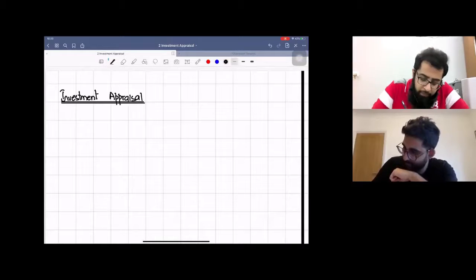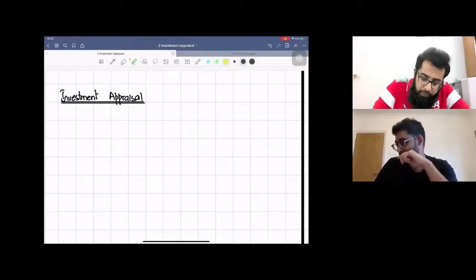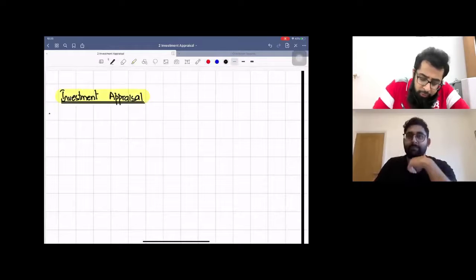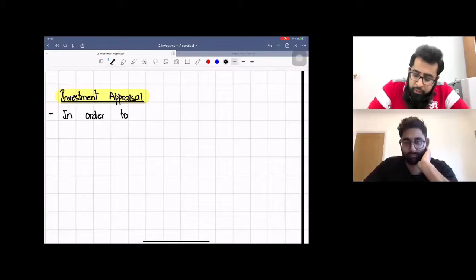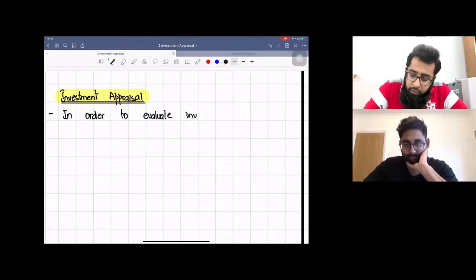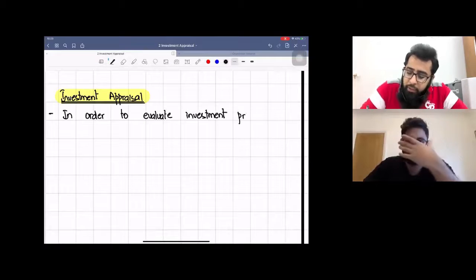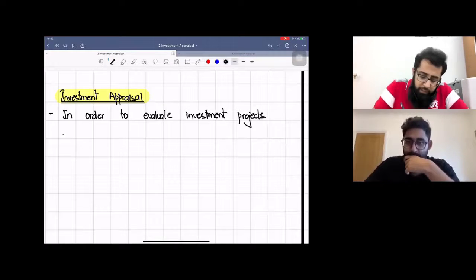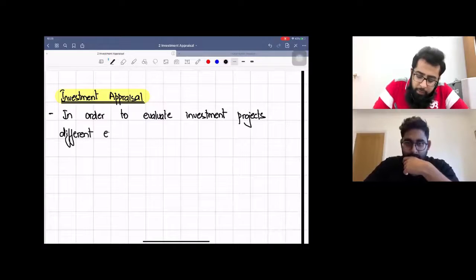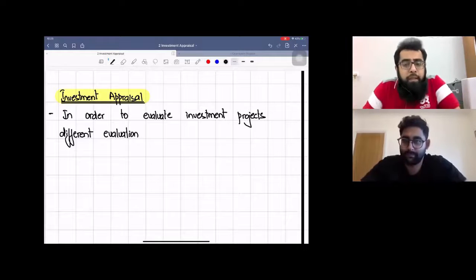Okay. Now, investment appraisal projects. In order to evaluate different investment projects, different evaluation techniques are used. Some of the techniques are very basic, and you must remember them when we'll be studying them.